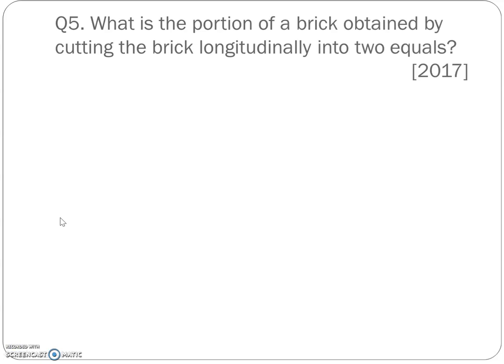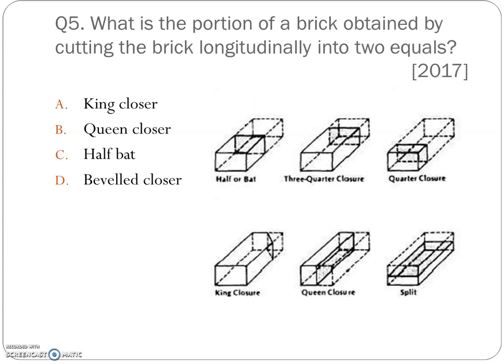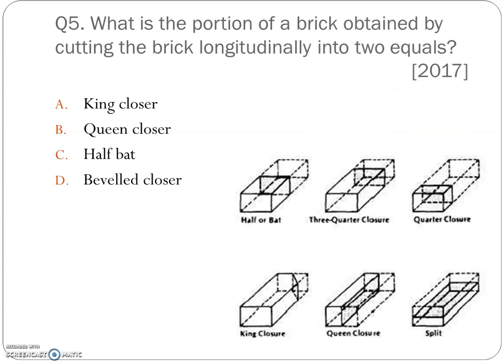And the last question: what is the portion of a brick obtained by cutting the brick longitudinally into two halves? Okay, so we have different types of closures, and this type of question is generally asked for public exams, and this question was asked in 2017. So first of all, let us see the options: king closer, queen closer, half bat, beveled closer. So these figures clearly depict the different types of closures.